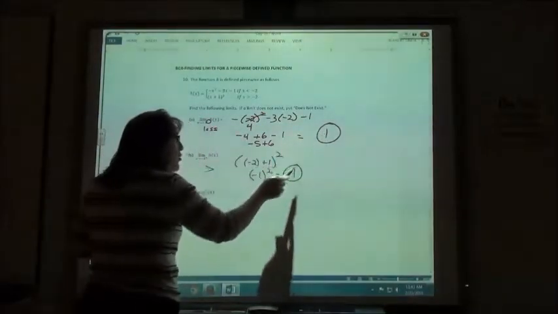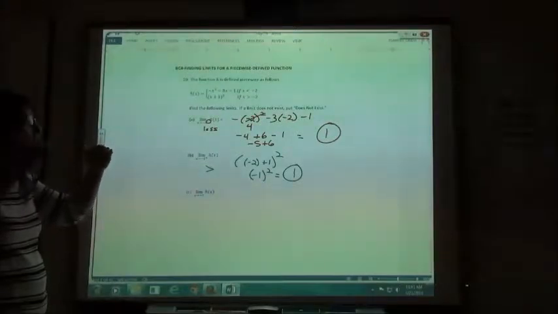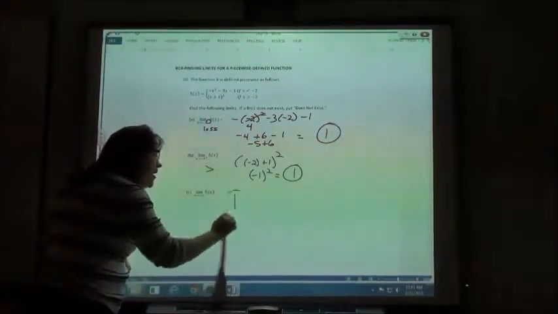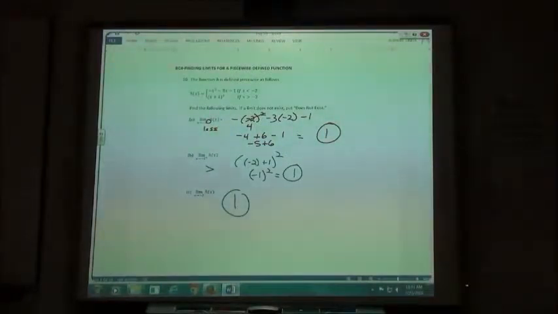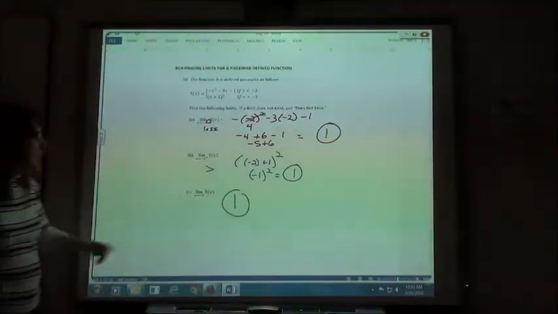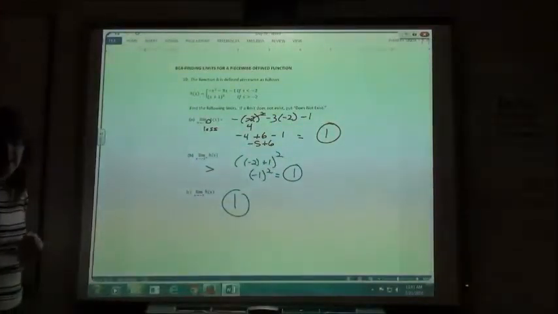Since both of these two numbers are the same thing, as I approach from both the negative direction and the positive direction, I approach 1. Therefore, my limit as x approaches negative 2 is a positive 1. If these two numbers are not the same, then my limit would not exist.